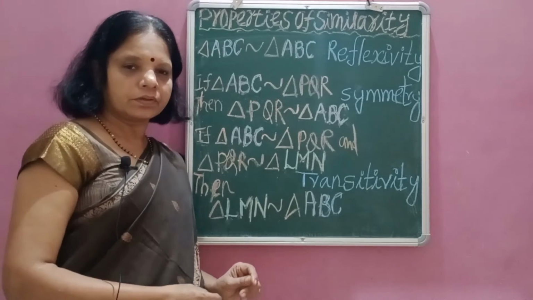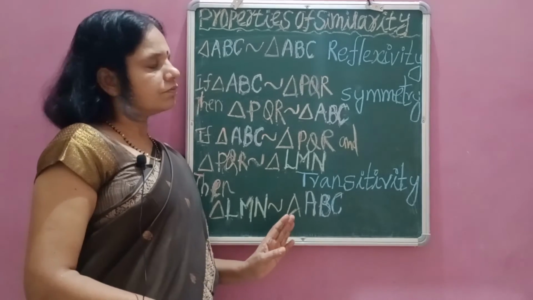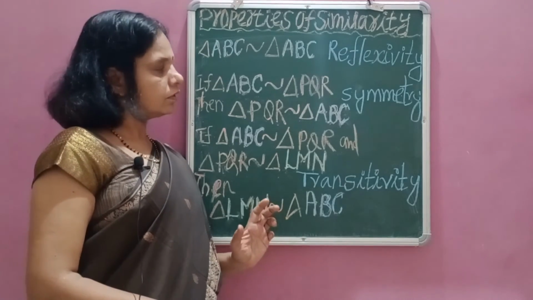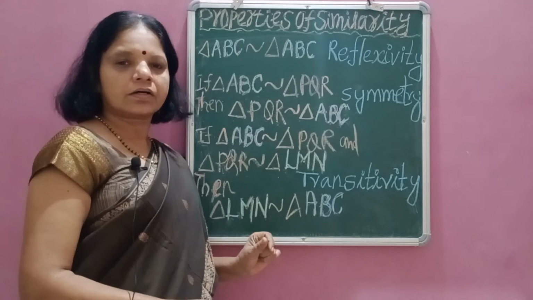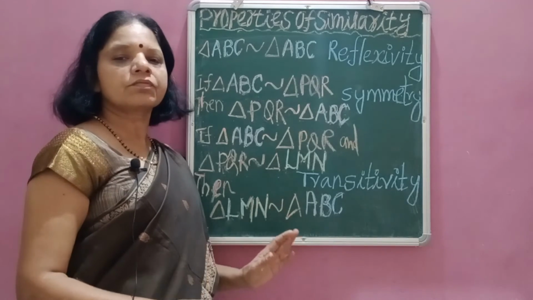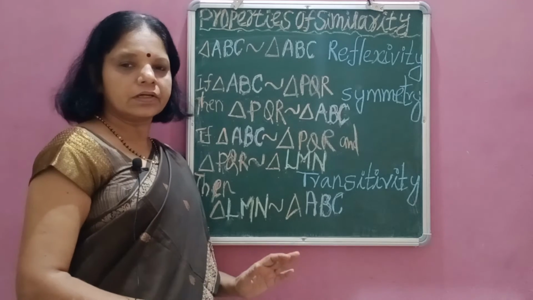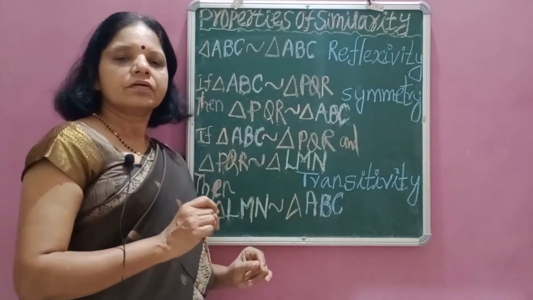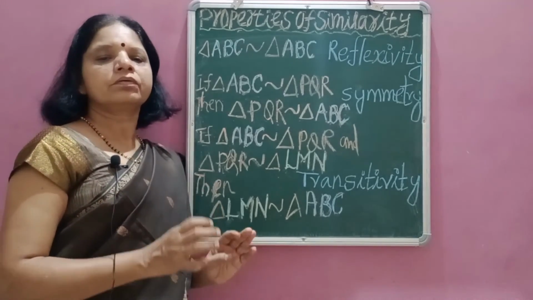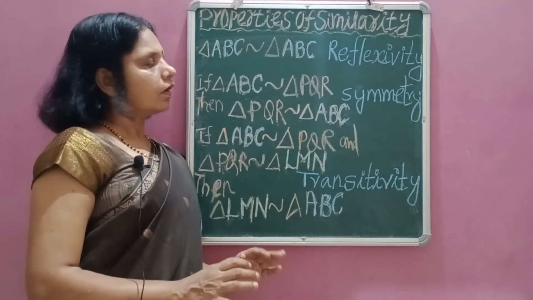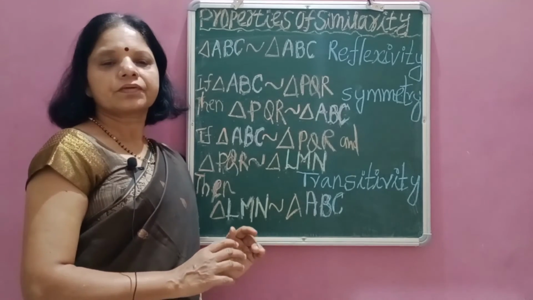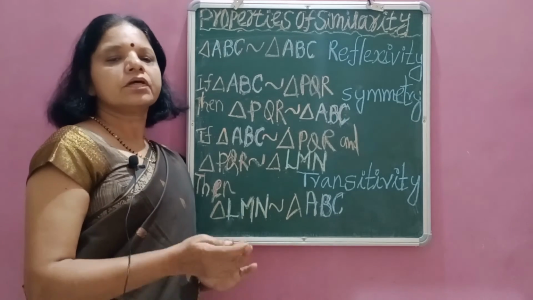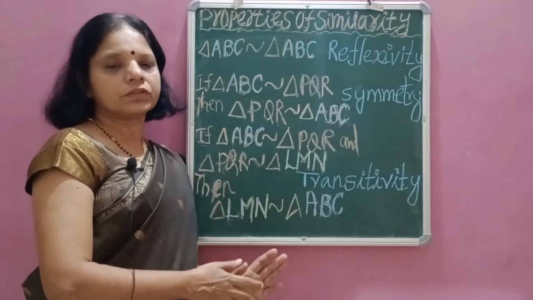So one more important thing I want to tell you. Here we considered only triangles. These three properties, that is reflexivity, symmetry and transitivity, are applicable for all similar figures. So generally how will we define reflexivity? Every figure is similar to itself. And how will you define symmetry? If a figure is similar to a second figure, then the second figure is similar to the first.